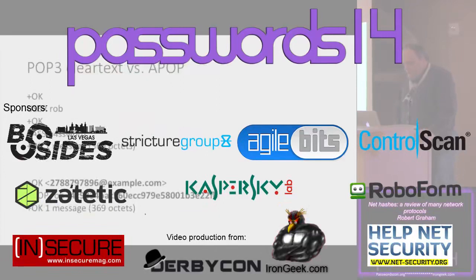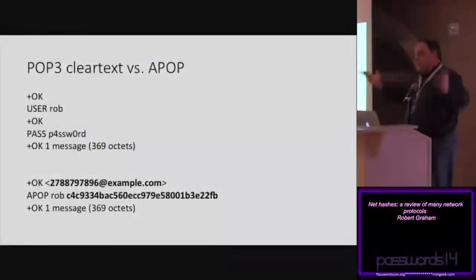So here's an example. Here's the clear text way, first of all. This is POP3. It's a protocol that's older than many of us. Well, you guys, not me. And here's how I might log on. I might log on, say user Rob. Okay, password. I choose a strong password there with random characters. And then it says, okay, you're logged on. You've got one message waiting.